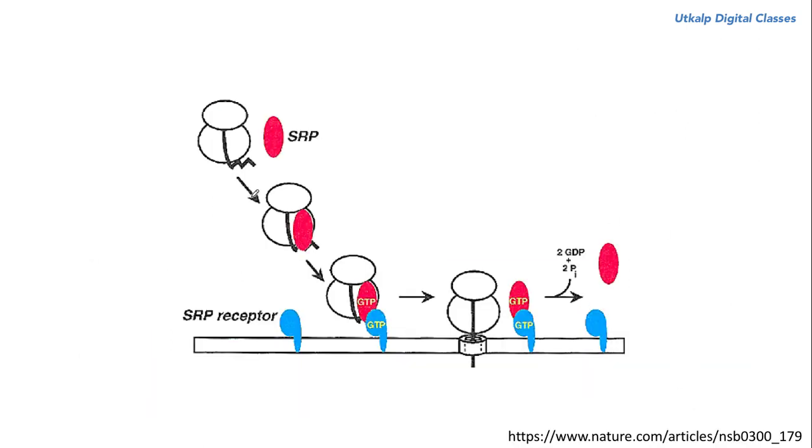Let's understand this from the diagram. You have a ribosome polypeptide complex which is bound to an SRP. Now, SRP in turn is bound to GTP. When this entire complex comes near the RER membrane, it binds to an SRP receptor already present on the RER membrane, which is also bound to GTP. So the SRP as well as the SRP receptor both are bound to GTP. When both are bound to GTP, both interact. This brings the ribosome polypeptide complex closer to the ER membrane.